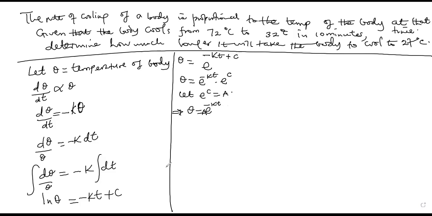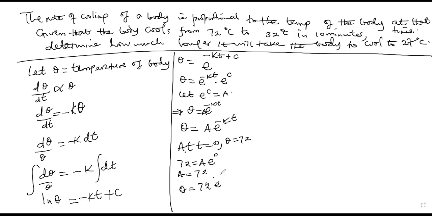So I have that. Now, if theta is equal to A e to the power negative Kt, then I will start at time t equals 0, because it cooled from 72. So that is when time was 0. At t equals 0, theta is 72. Substitute here. So 72 is equal to A e to the power 0. So A is equal to 72. When you bring it here, we've already gotten the value of A, so theta is equal to 72 e to the power negative Kt.